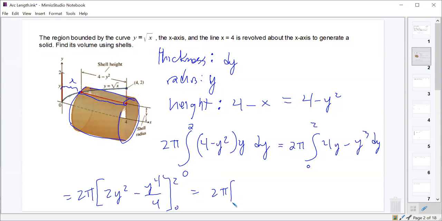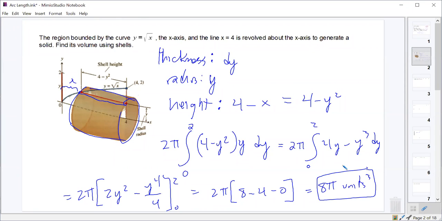2 pi times, plug in a 2 to that. What is that? It's 8 minus 4, and then minus 0 for the whole second part of it, or 8 pi units cubed.